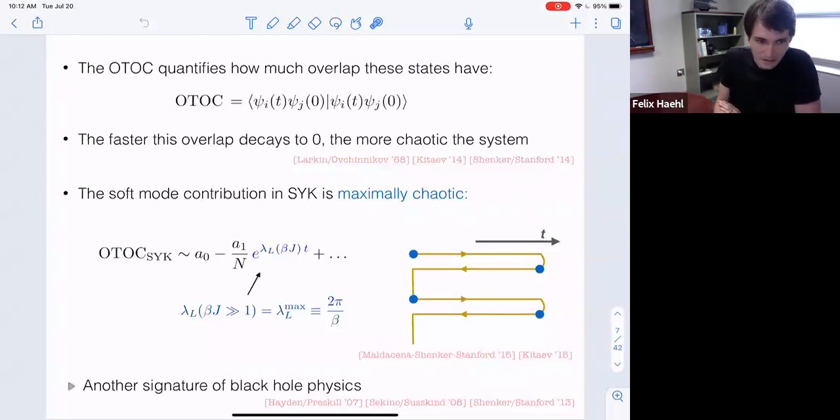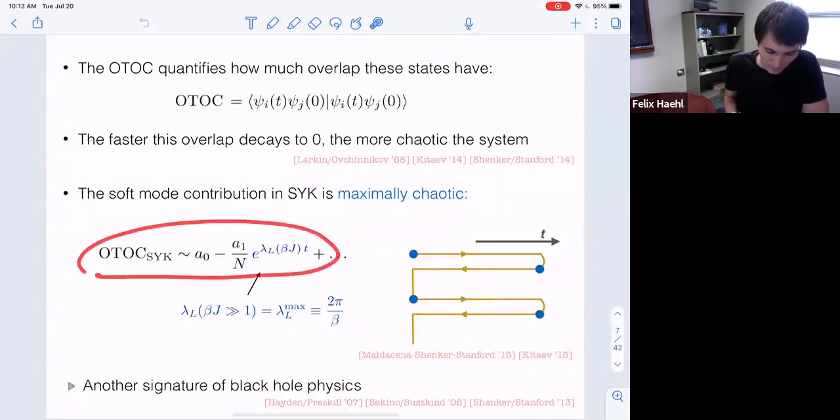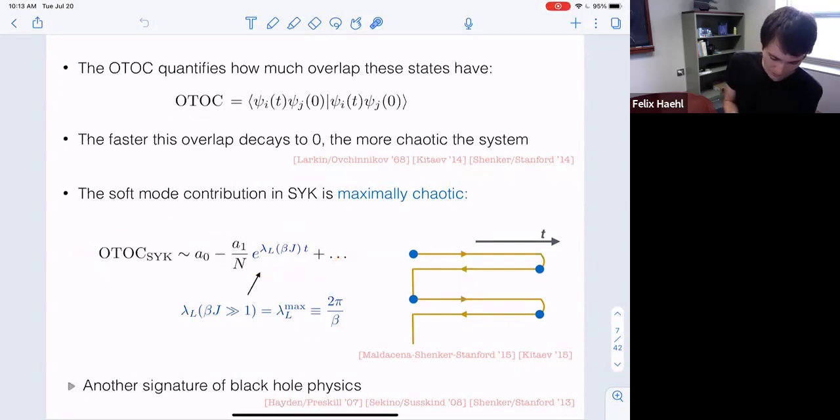And as in the classical case, you can define a Lyapunov exponent, which quantifies this notion of chaos, because the initial onset of the decay of this OTOC is indeed exponential, like here. So this is the interesting term we're interested in, which is the 1 over n suppressed contribution to the 4-point function that grows exponentially in time. And the Lyapunov exponent depends on the coupling, which is beta J in the SYK model.